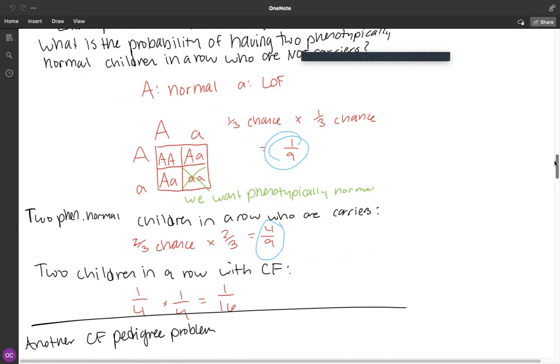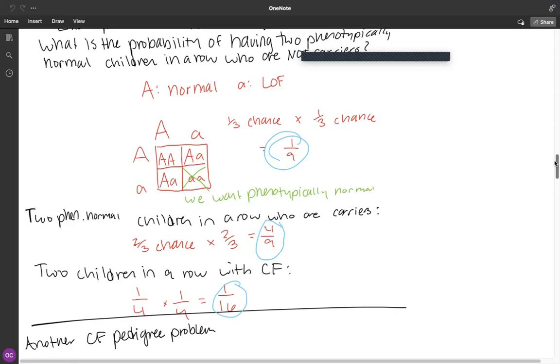And then if we want the probability of having 2 children in a row who have cystic fibrosis, this time we don't get rid of the square. So there's a 1 in 4 chance of having cystic fibrosis for each child. So we multiply those probabilities and we get 1/16.